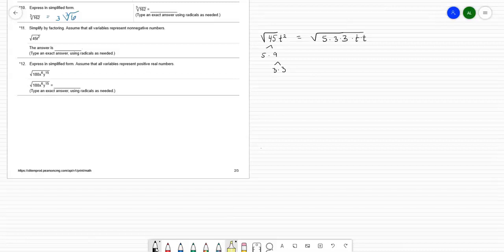So now we're back to looking for perfect square matches. So we have these 2 3s that are perfect squares, so we'll bring out a 3. We have 2 t's that are perfect squares, so we'll bring out the t. But we still have the square root of 5 that's still remaining. We have that 5 that's under the radical sign. So we leave the square root of 5 there, and our final answer is 3t square root of 5.